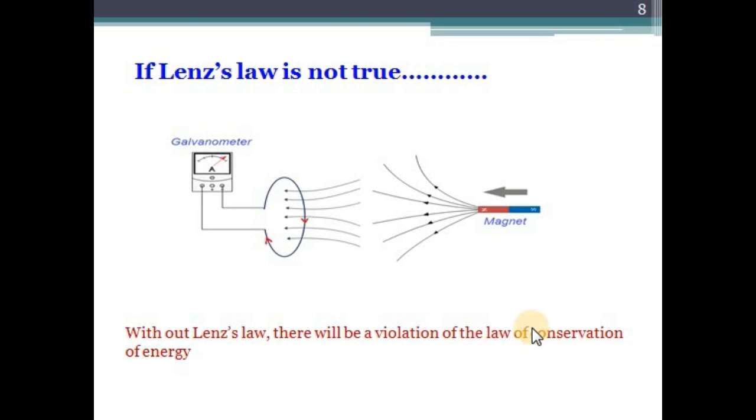Therefore, to sustain the conservation of energy, the direction of the induced current is in such a direction that it will always oppose the motion of this bar magnet or the original change of the magnetic flux passing through this conducting coil. Therefore, Lenz's law is always true, and if it were not true, then there would be a serious problem with the conservation of energy. So we should always remember that Lenz's law is always true.